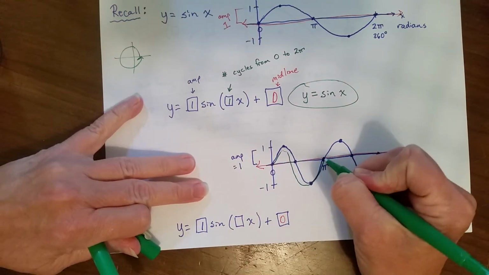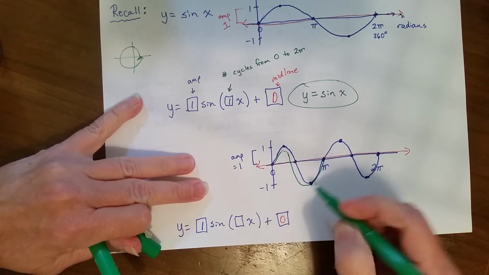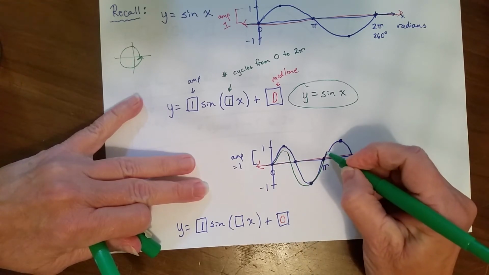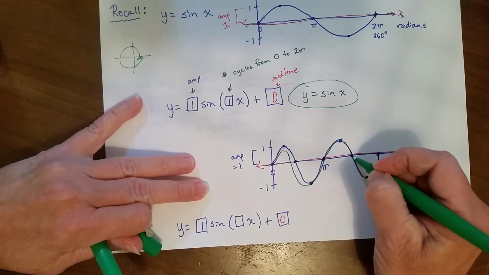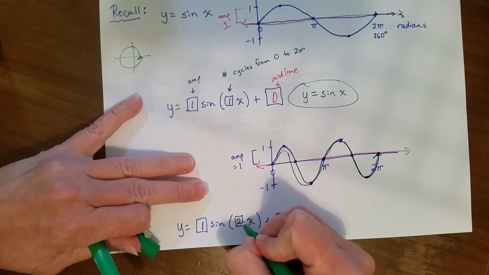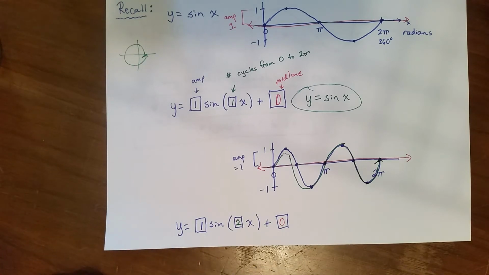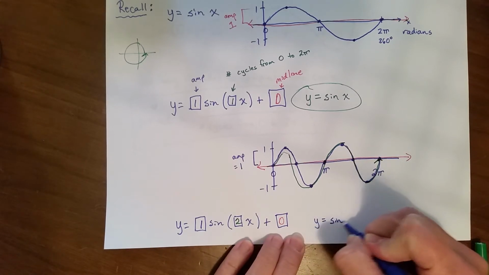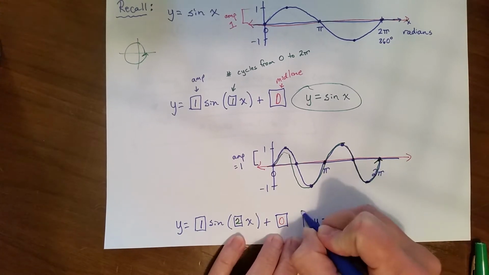Okay, there's 1 cycle, 1 five-point pattern of the sine curve: 0, max, 0, min, 0. And then here's another cycle: 0, max, 0, min, 0. So there are 2 cycles from 0 to 2 pi. Okay, so if we wanted to simplify this thing, we would just say y equals sine 2x.